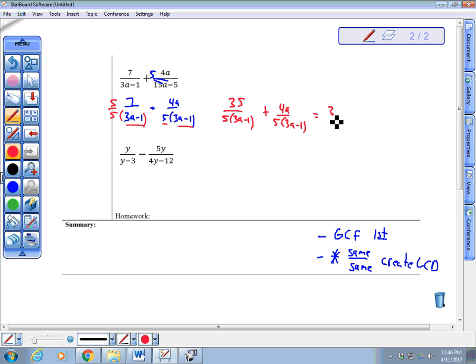Adding the tops, you will get 35 plus 4a over 5 and then 3a minus 1. Now personally, I like to have the 4a first, plus 35.